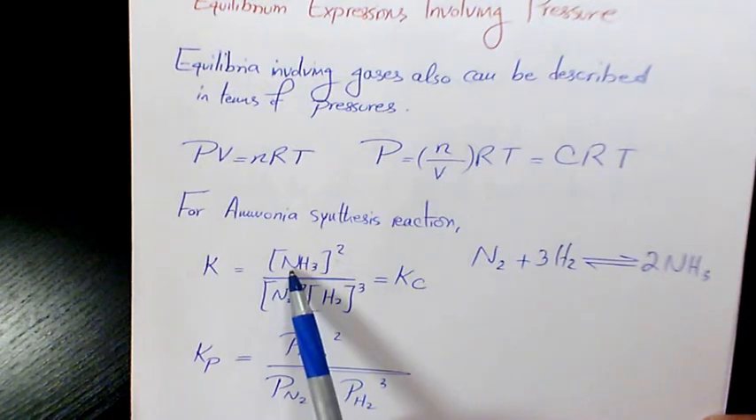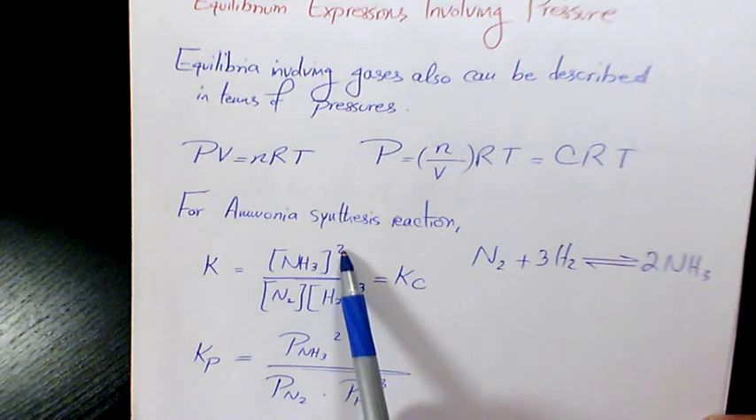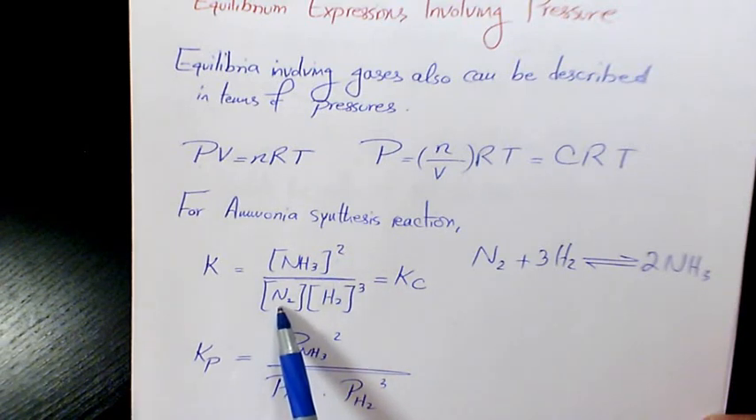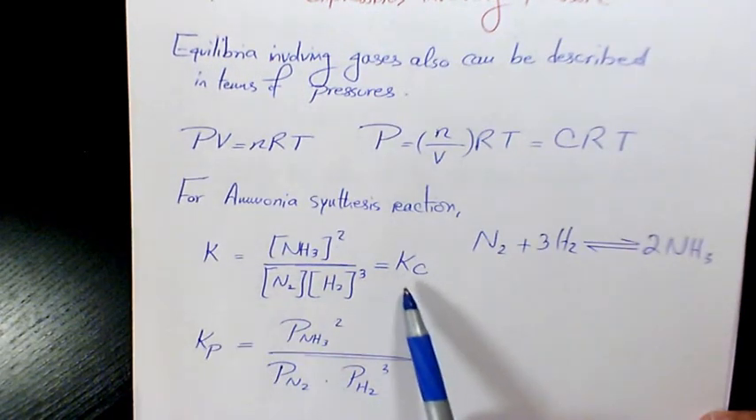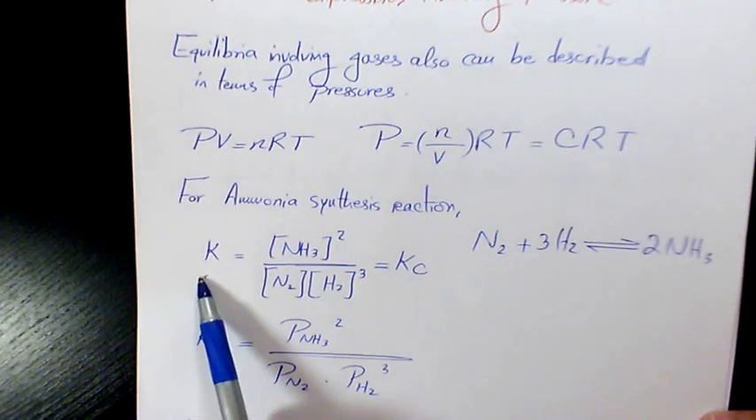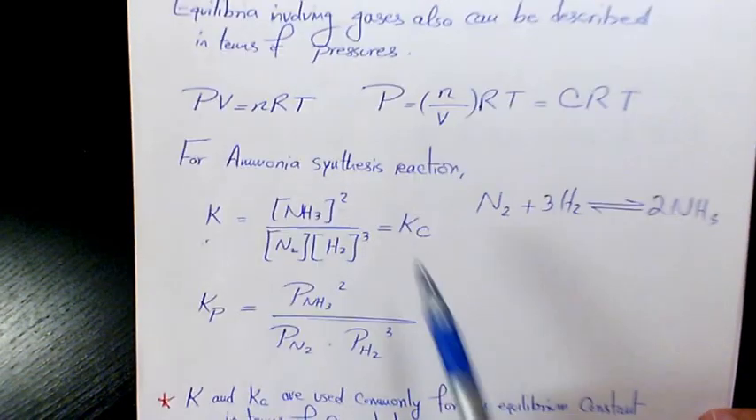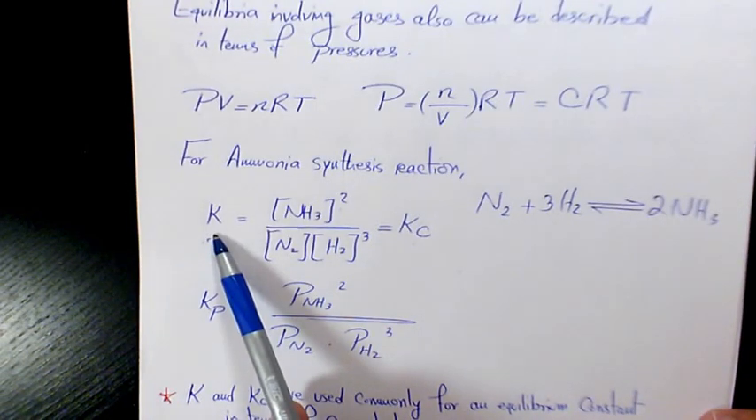So it means the molar concentration of ammonia to the power of 2 divided by the molar concentration of N2 times the molar concentration of hydrogen to the power of 3. That's called K or Kc. Both of them are the same, so instead of Kc, most of the time we write K.